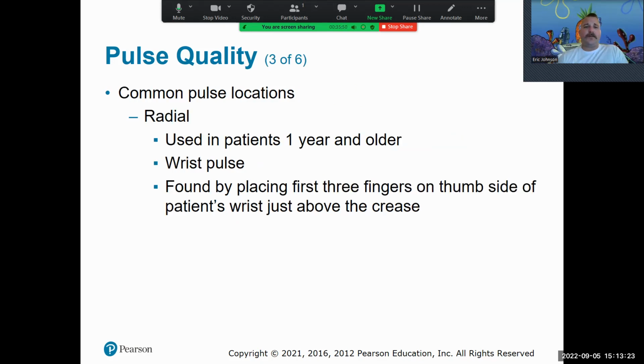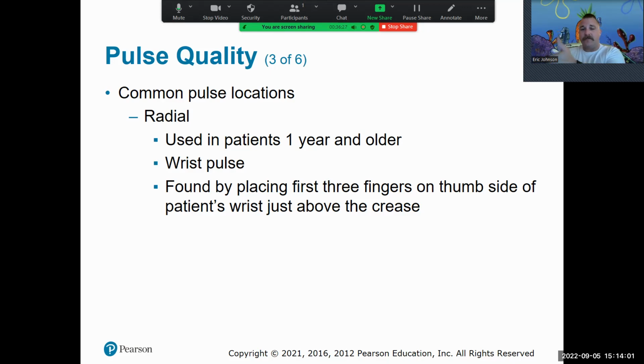So we've already talked about it. The first one, radial. We use this in patients that are over the age of 1 all the way up to 125 or whatever. So patients over the age of 1, radial pulse, that's exactly where you go. It's located right here. It's on the inside of the wrist on the thumb side. And the easiest way that I've always taught is that the radius, this bone right here, is rad. See, thumb side, rad, radius, rad. You get it. Anyway, place the first 2 or 3 fingers on the thumb side of the wrist.